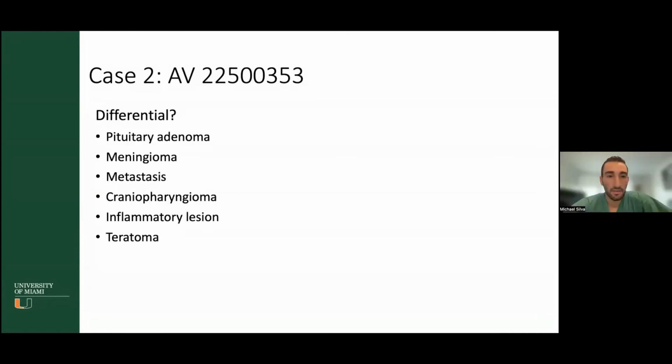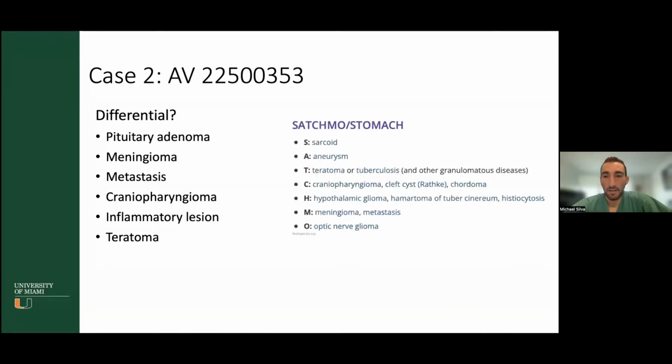Great, that's excellent. So pituitary adenoma, meningioma is another tumor that can occur in this location. Metastasis, craniopharyngioma, you hit on a lot of these. Some people like this mnemonic. I find it more confusing than it is helpful, but in case you want to remember other things, the SATCHMO mnemonic can help you remember their sellar, suprasellar location.